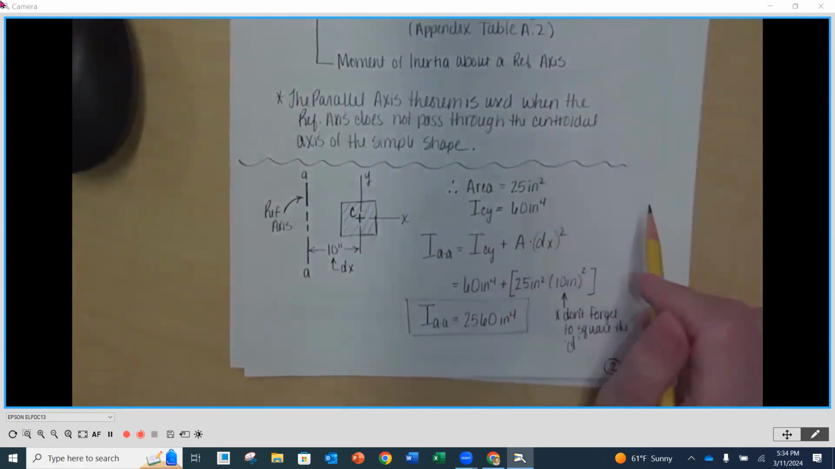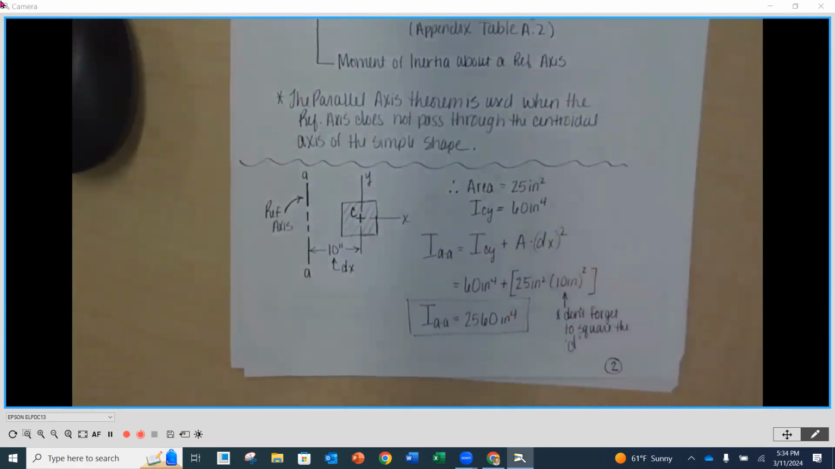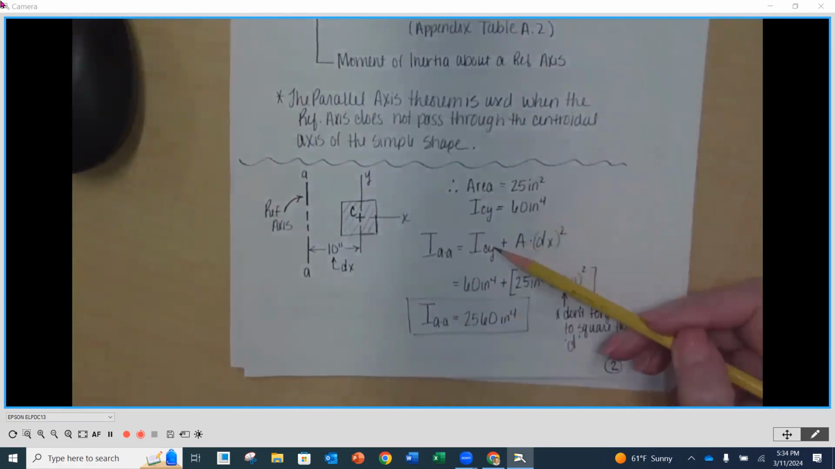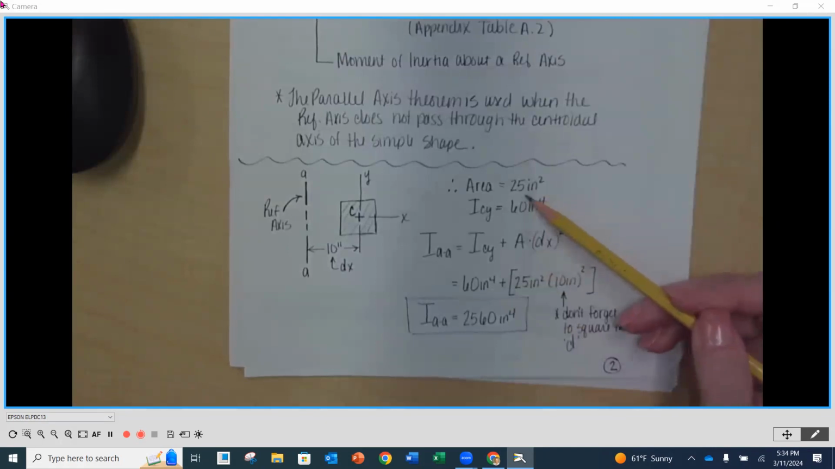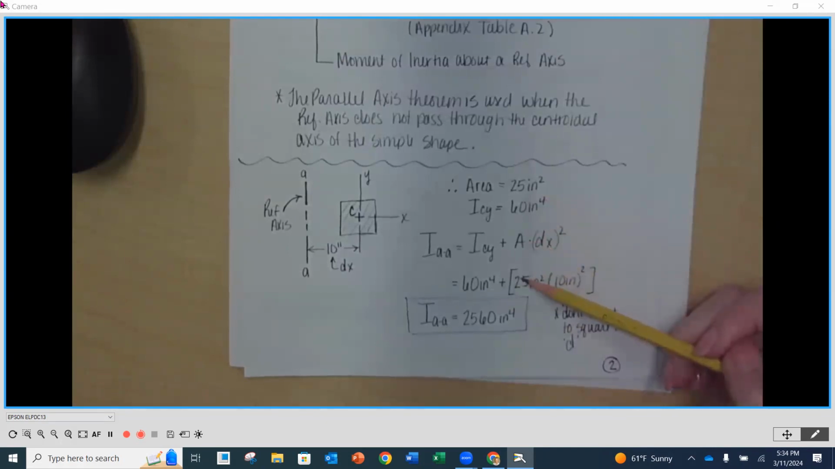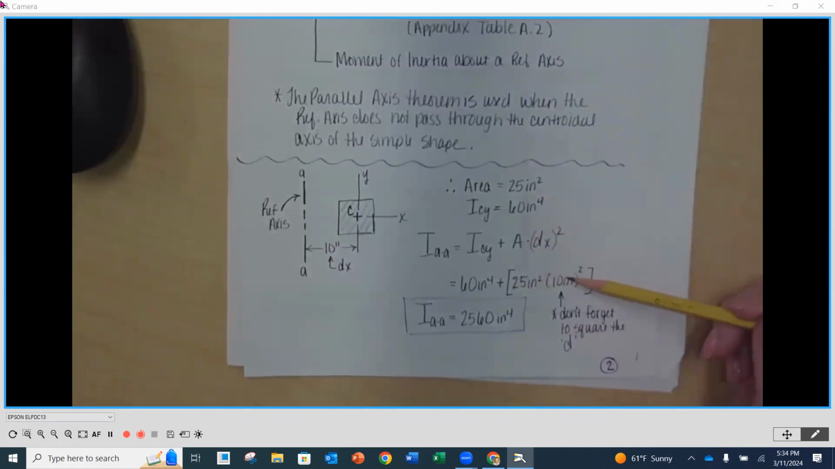Always show me that in variable form. And then you'll notice that we have the values down below. So the 60 inches to the fourth is that moment of inertia about the centroidal y-axis. So that goes right there. Plus 25 inches squared is our area. And then our dx is 10 inches. Make sure you square the 10 inches first, multiply by the 25 in this case, and then add to the 60. So we would get 2560 inches to the fourth.